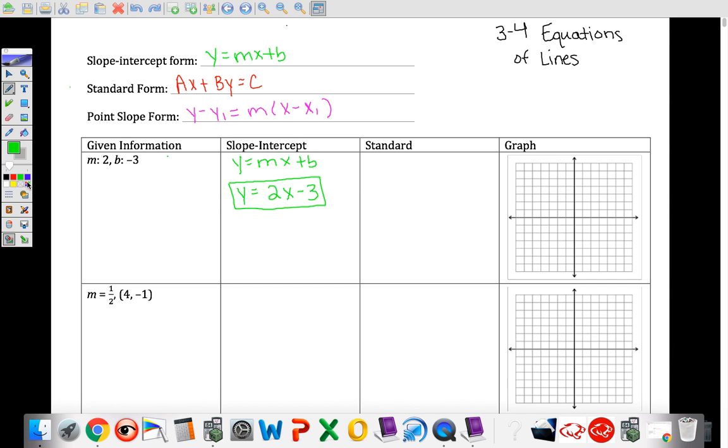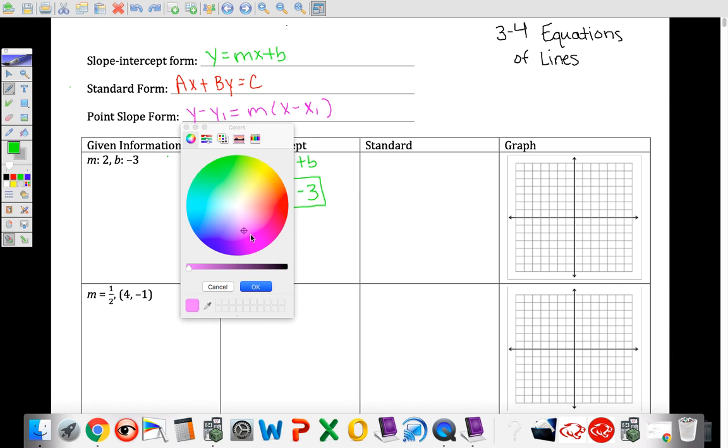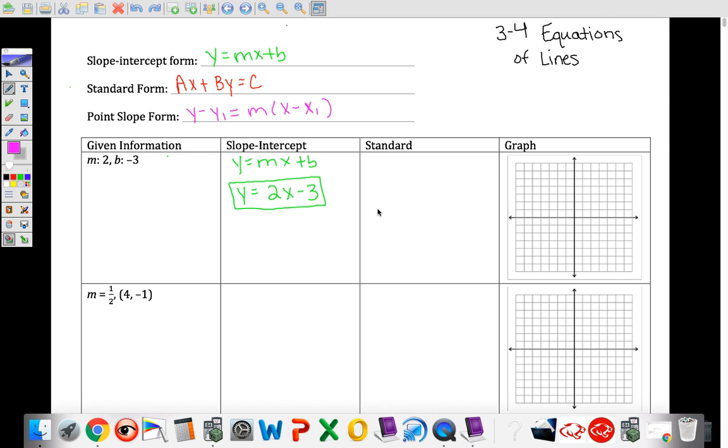For standard form, what we have to do is use our slope-intercept, y equals 2x minus 3, and put this into standard form. So x and y are going to go on the same side. Pretend this is red. x has to go on the same side as my y. When this is a positive 2x, when I move it over, it's going to become a negative. So I have negative 2x plus y is equal to -3.